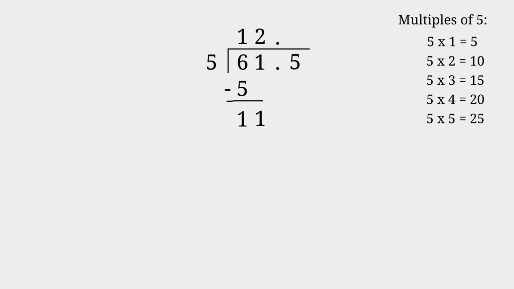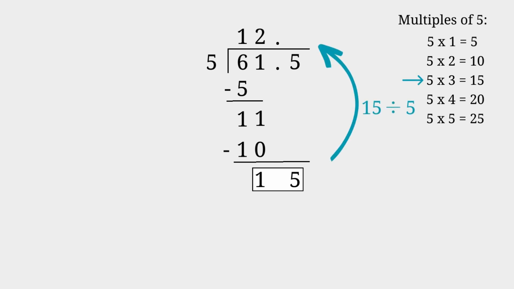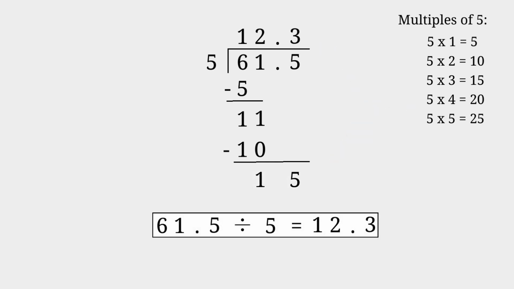To carry on, multiply 2 by 5 to get 10, and write the 10 underneath the 11. 11 minus 10 is 1. And yet again, 5 does not go into 1, so borrow the value of 5 up top and bring it down. 5 does go into 15. It does exactly 3 times. So write 3 up top and you are finished. 61.5 divided by 5 is 12.3.